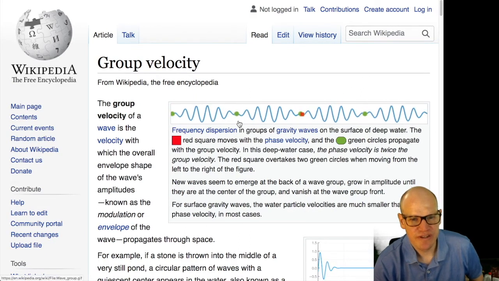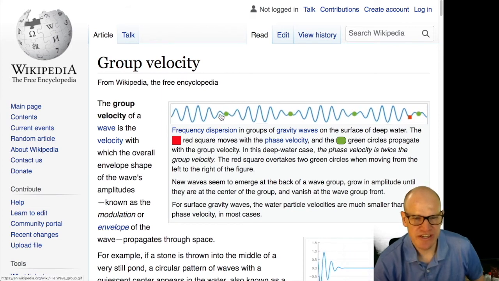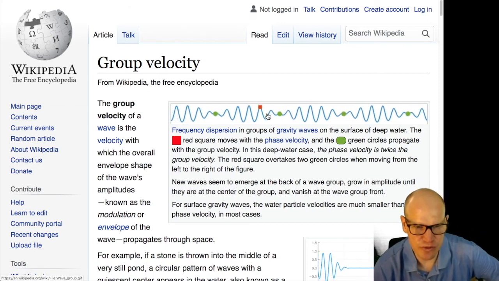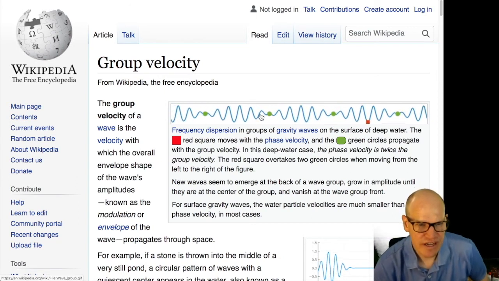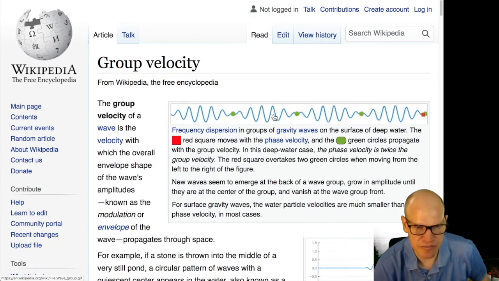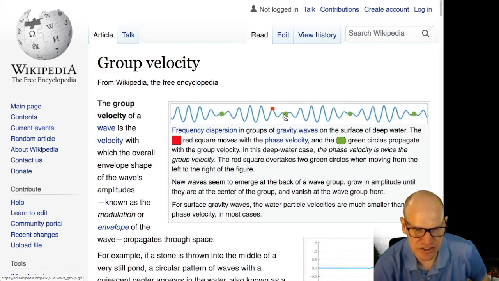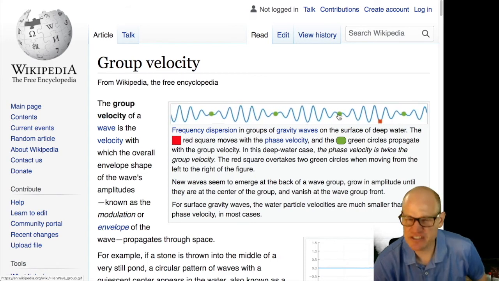Oh, so here's one. So the green circles propagate with the group velocity. So that's this moving with the group velocity. You can see this on this particular wave that's shown here. The group is basically the envelope. It's the sum of all the phases. And you can see that those things are propagating at some rate. So here's this thing moving along. And the group velocity is shown by the motion of these green points. And this is basically what my animation does.